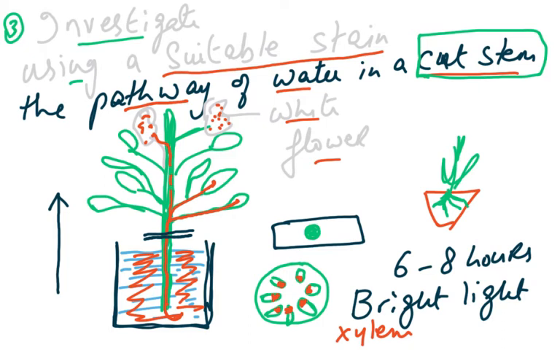We made a slide of the stem. First we took the cut stem, we placed it in the dye and the water, then we left it for 6 to 8 hours in bright light, and then we cut a very thin section of the stem, placed it on the slide, and found where the dye was, where the red color was. Whatever the color of the dye, I'm not saying it's always going to be red, it could be blue as well. So this is how we would do this investigation, this practical.